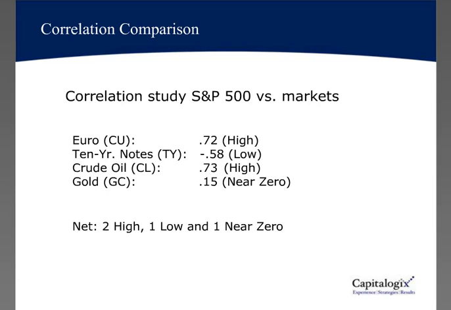Now, just to summarize here, just to get some perspective, we got two highs. We got the euro and the crude oil, which have a high correlation. We've got the 10-year notes, which has a low correlation. As I said, gold has a near zero correlation against the individual S&P 500 market.